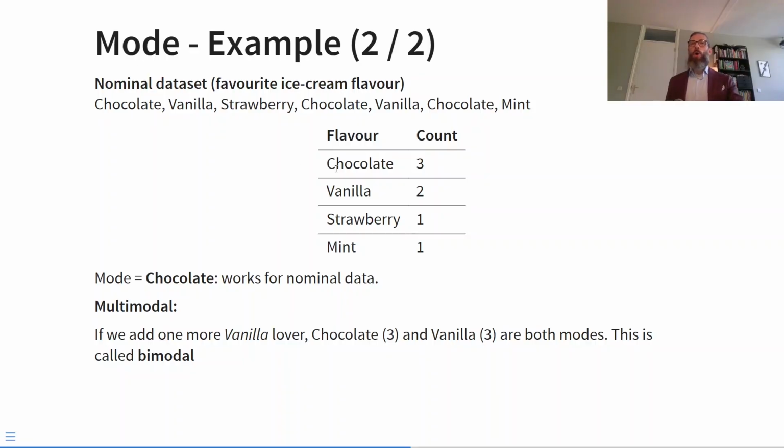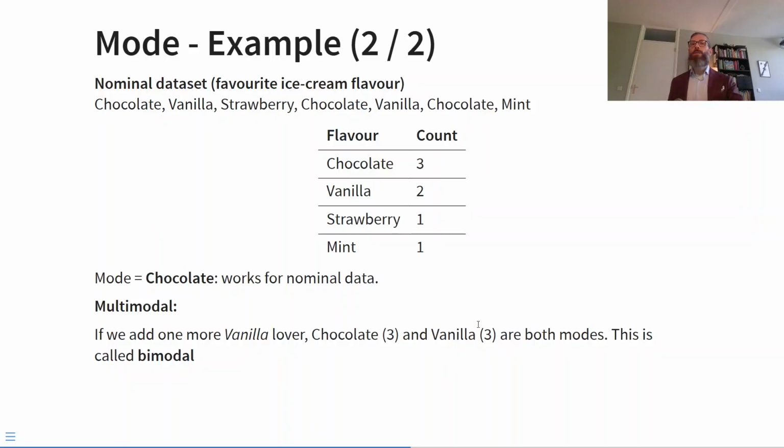So here the modal favorite flavor is chocolate, but let's examine the hypothetical case where we add 1 more vanilla lover to the dataset. Now chocolate and vanilla are both modes. This situation is called a bimodal distribution. There are 2 modes. And yes, it can also occur with continuously distributed variables. There you would see 2 bumps in the distribution, kind of like a camel's back.